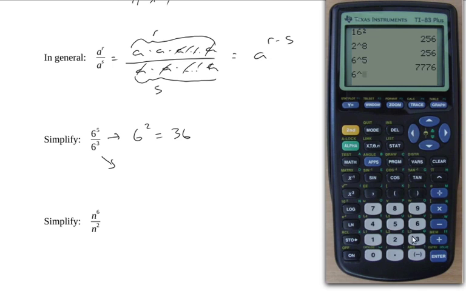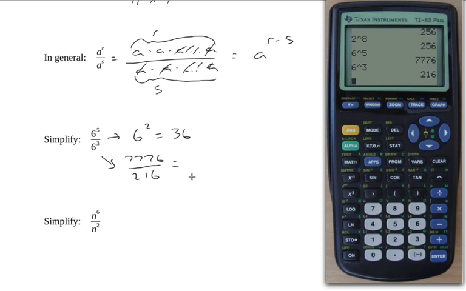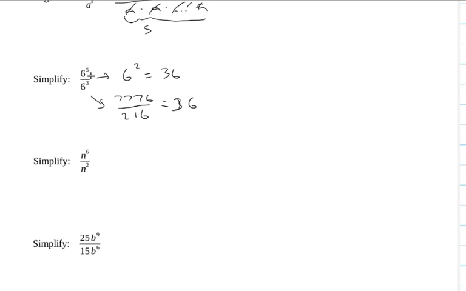So we have 7,776 divided by 216. And if I actually do that division, I get 36, as I expected. So this is our law of exponents. Again, I'd like to do these with known numbers just to verify that things work out. But the real reason we learn these rules is so we can do these with variables.